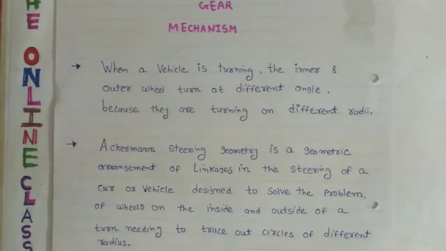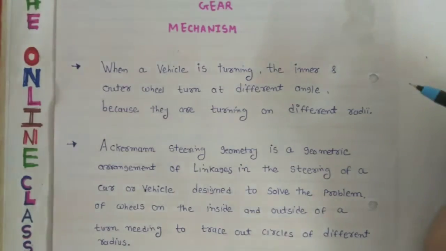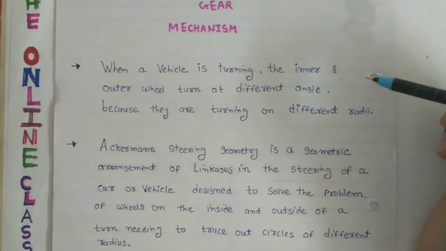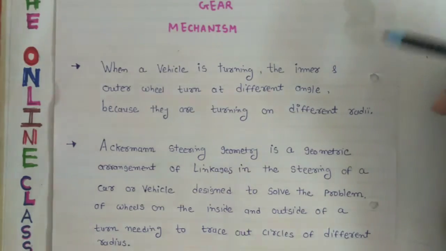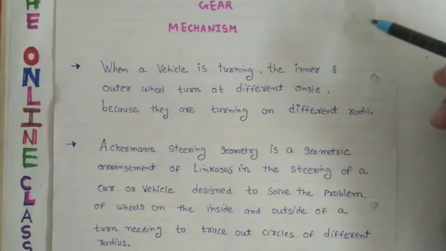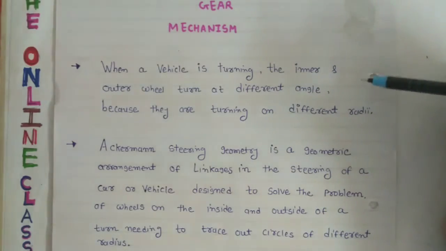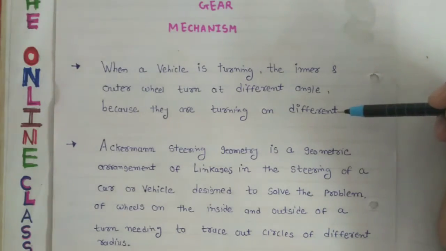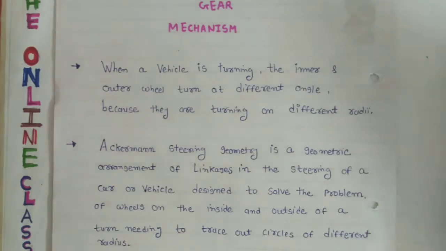Hello students, today we discuss the important topic Ackermann steering gear mechanism, which is a topic of automobile system design. When we turn our vehicle, the inner and outer wheels will turn at different angles because they are turning on different radii. So today we derive the equation for that angle. Let's understand it in a simplified way.